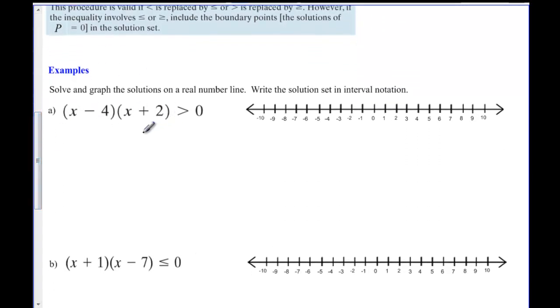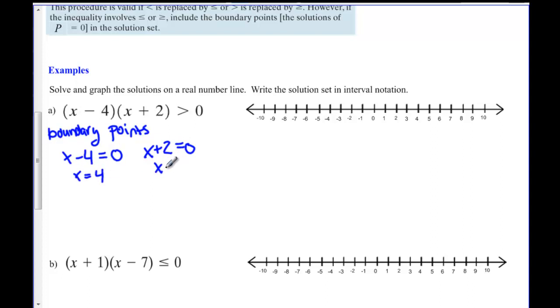So for this one, we've already got everything on the left, 0 on the right. So for this one, x minus 4 times x plus 2 is greater than 0. Now we need to find the values of x that make the left side 0. Because they were nice, they already factored it for us, and it's a quick process. So to find our boundary points, we're just going to take the factors and set them equal to 0. And if we solve, we're going to get x is 4 and x is negative 2.